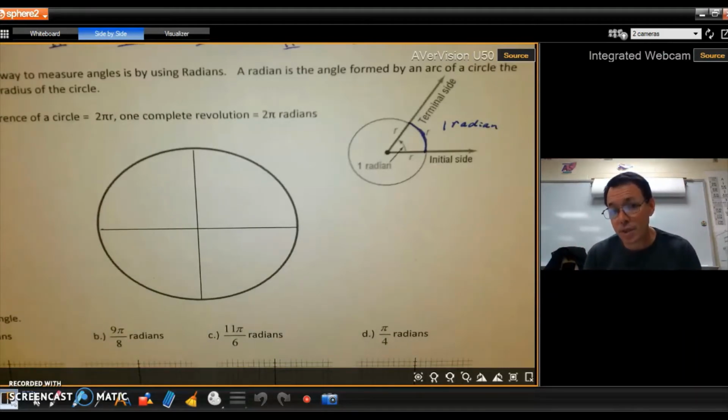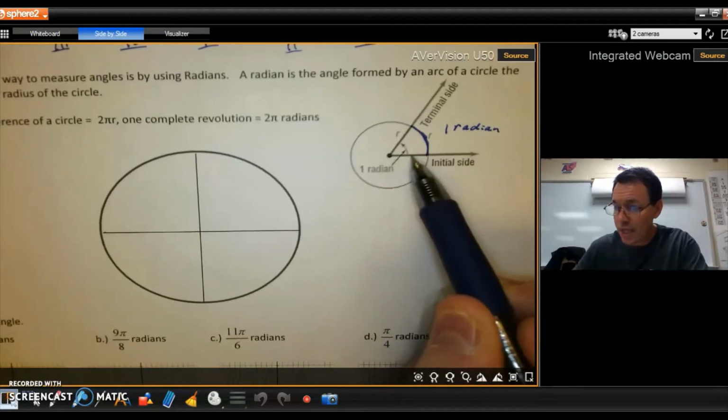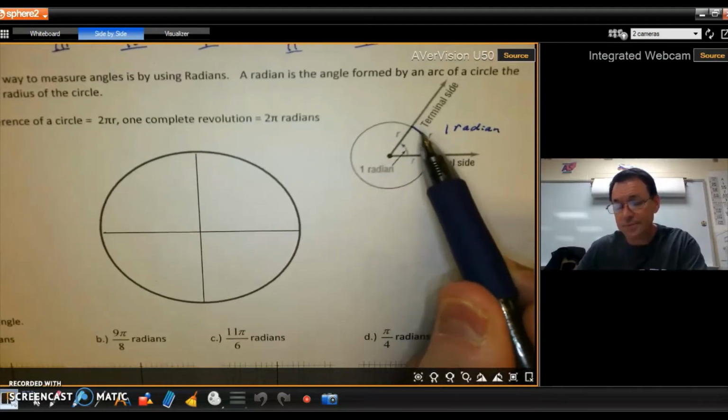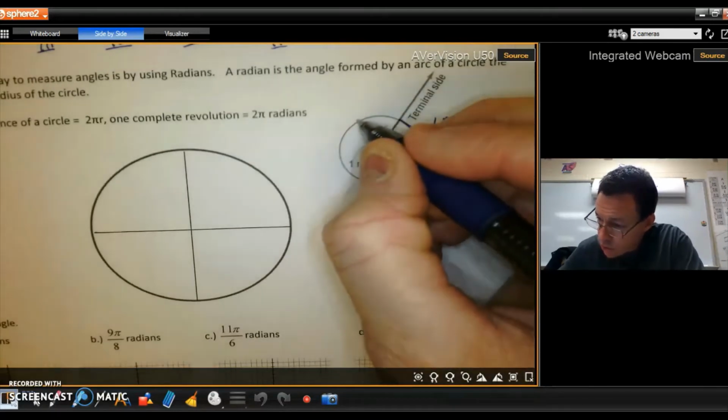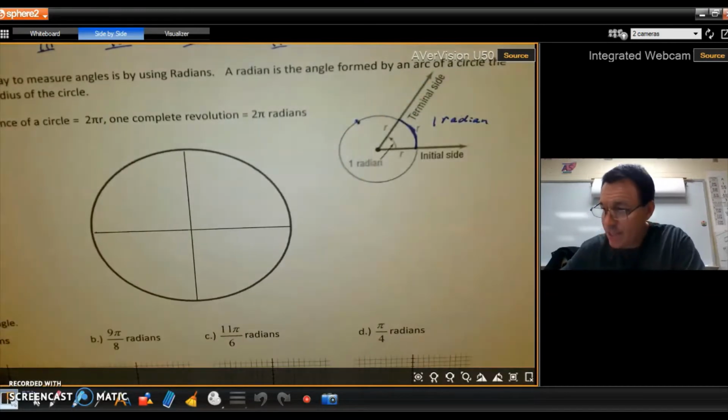Now, here's what you find. Because you're using the radius as a unit of measurement, you could go around, so that's 1 radian, go around maybe about here, that'd be a 2nd radian.